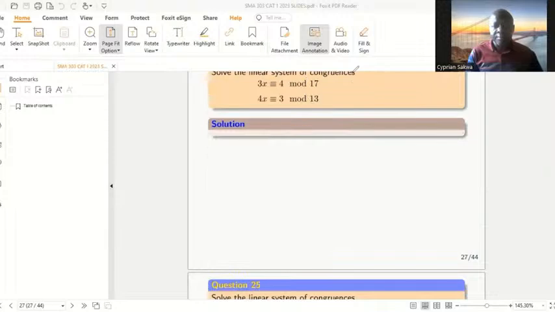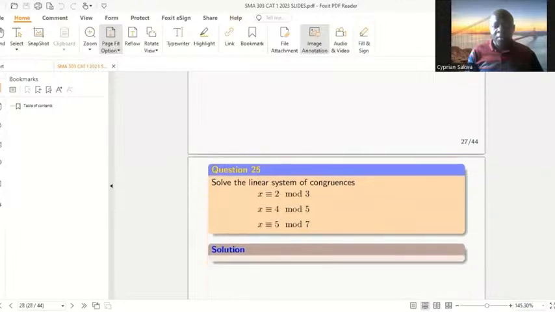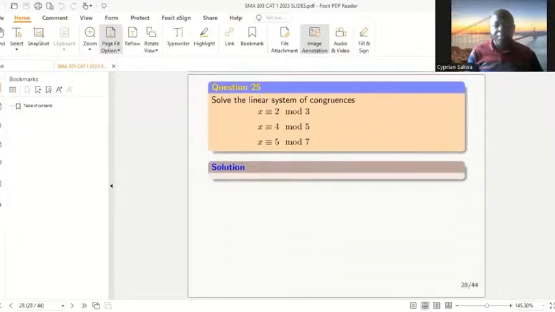Now, what about if we have three equations? If we have three equations, that's what I want to look at. And you can generalize that to if we have 4 equations. So in this case, we first find our moduli, which is this and that and this. The moduli are pairwise relatively prime.